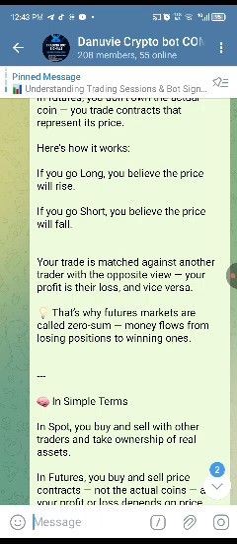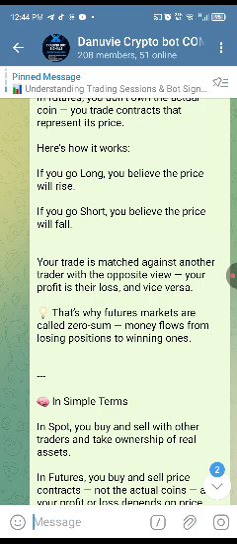That's what it means. So if you are seeing a minus on your account balance, what it simply means is that you made a miscalculation and money was deducted from your account. Now, that money that is being deducted from your account is going to somebody else who was correct in their calculation, and it credits their account. That's how it works in crypto futures trading. So it says your trade is matched against another trader with the opposite view. Your profit is their loss and vice versa. That's why futures markets are called zero sum. Money flows from losing positions to winning ones.